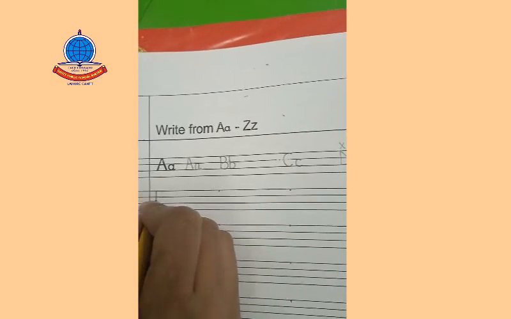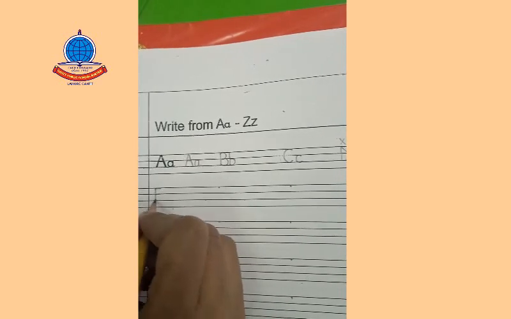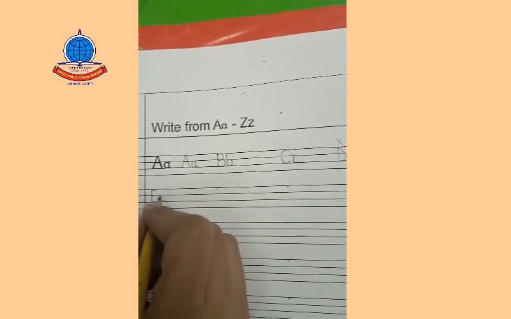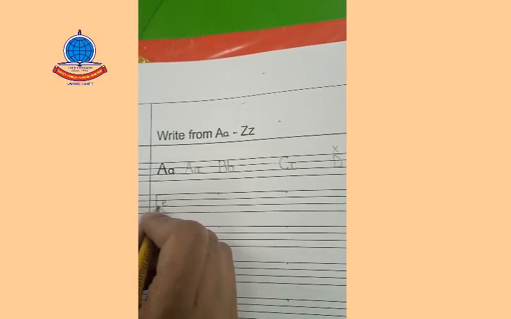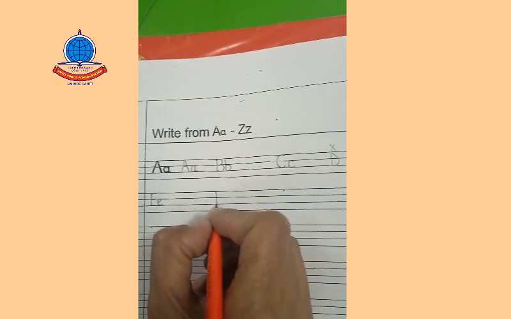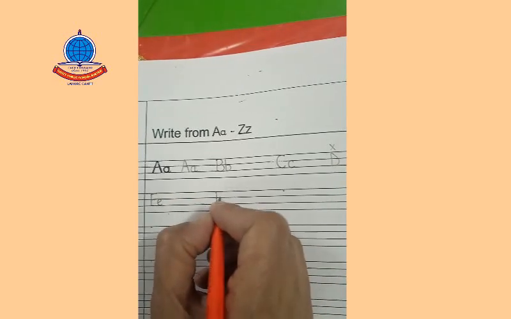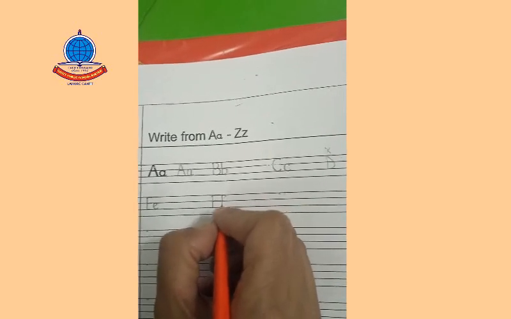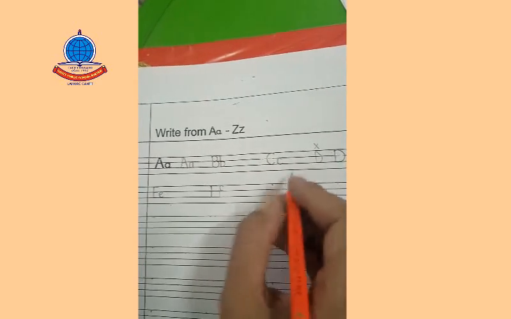E, a straight line, then 3 sleeping lines. E, small e, a half circle, and then like this. E. F. Your pencil should be very sharp. Yes, F.